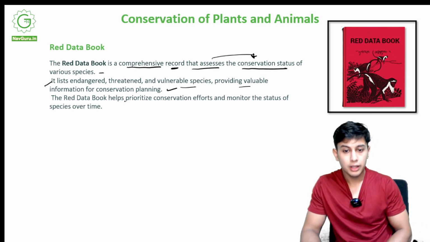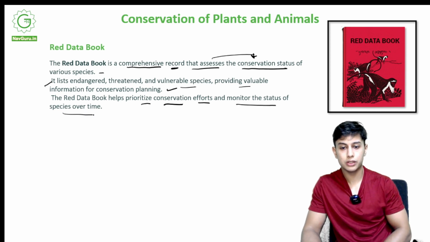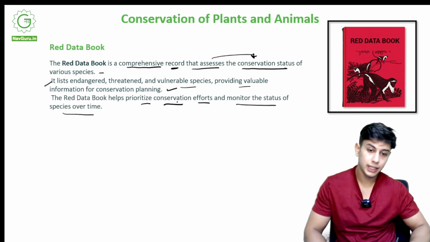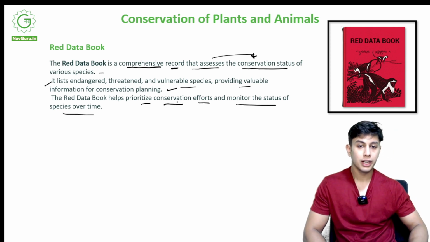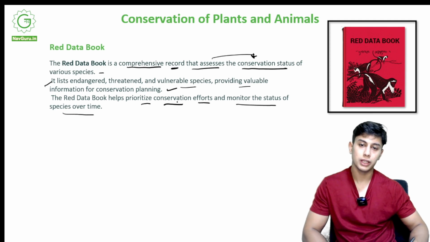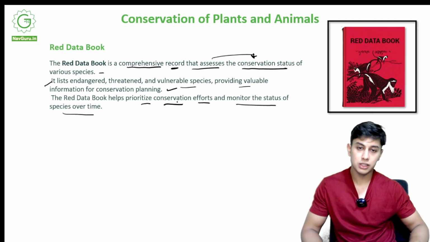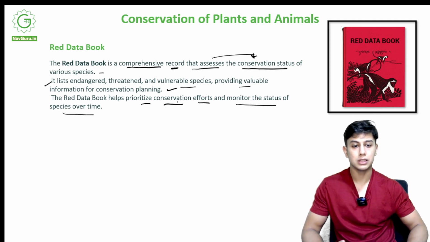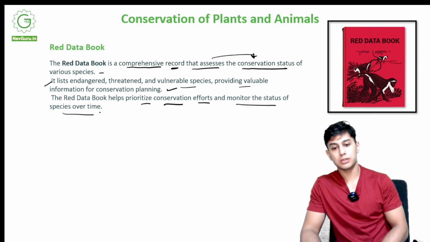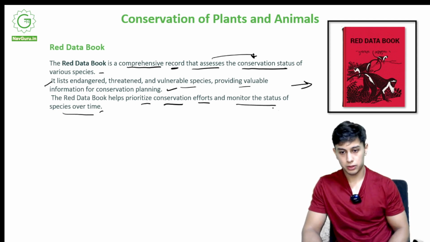The Red Data Book helps prioritize conservation efforts and monitor the status of species over time. So it will prioritize the conservation efforts. All right, if some species comes in the Red Data Book, okay, it is becoming endangered, so now countries will aim conservation efforts at that species, and it will monitor the status of the species over time. So it will keep monitoring that species in the Red Data Book.